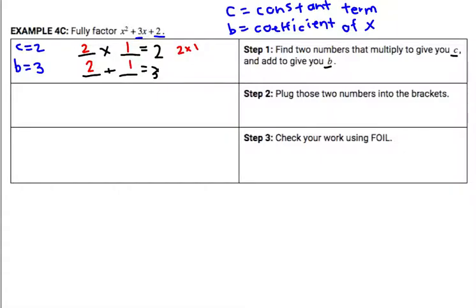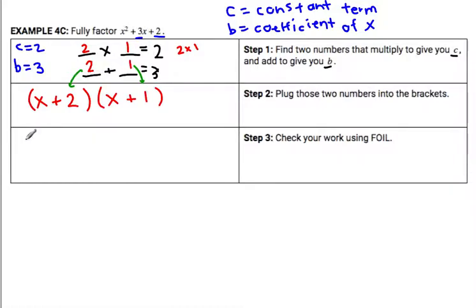Next step is to write those two numbers in brackets. So my first bracket and my second bracket. I've got x first, that's my variable, and then I've got plus 2 and plus 1. So I take my two numbers that I found here and I put them into my brackets with my x's. They're both positives here because both numbers that I found in my first step were positive. Positive 2 and positive 1.